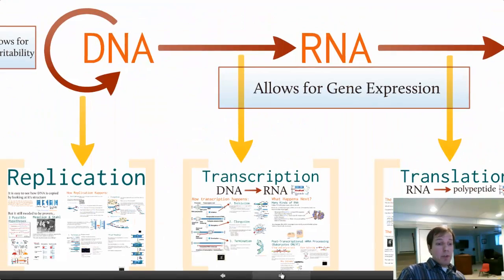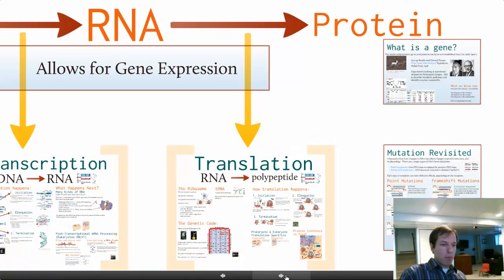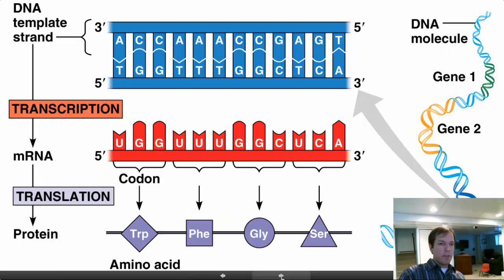So that's the process of transcription. That brings us over to the process of translation, which takes the RNA and turns it into a polypeptide, which will then be folded into that protein. So I need to cover what the ribosome is made of, a little bit about the genetic code that's used, and then again that 3-step process to be able to make the protein itself.